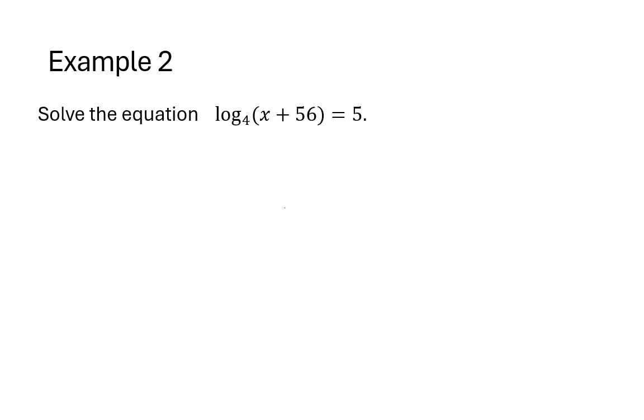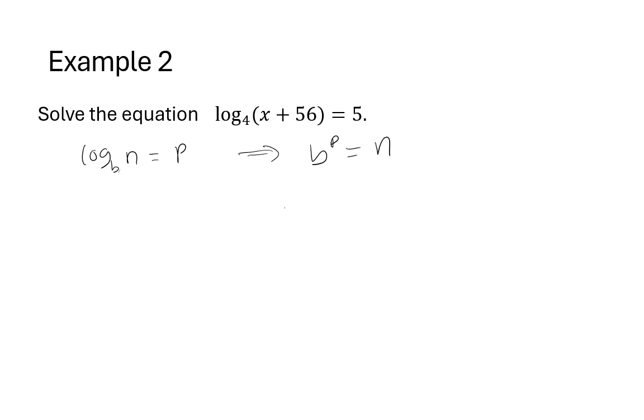So now we want to solve the equation log of x plus 56 base 4 is equal to 5. So the first thing, whenever you are given log of something with an unknown, try to write it in the indices form. Remember that whenever we have a log with base b of some n raised to power p, in the indices form we write it as this b, our base, raised to power p is equal to n.